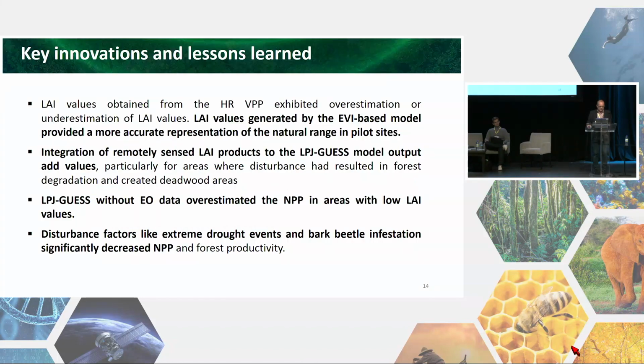The key results of this study were the following. Disturbance factors like extreme drought events and bark beetle infestation significantly decrease the NPP and the forest productivity, which can be used as indicators of forest health. And the integration of LAI products within the LPJ-GUESS model improves the estimation of NPP, particularly to get the spatial details that we cannot get with a coarse resolution approach.